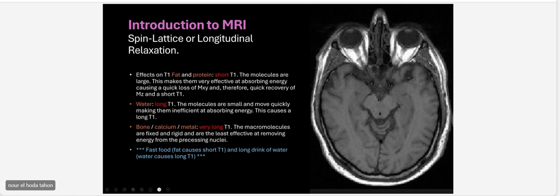And this is the opposite of water. At least now you know the globe has water, right? And it is hypointense, it's dark. So when we say dark in T1, this means fluid or water. The reason behind this is that it has a long T1. As you know, water is made of small molecules that move quickly and make inefficient absorption of energy. That's why it appears dark in T1.